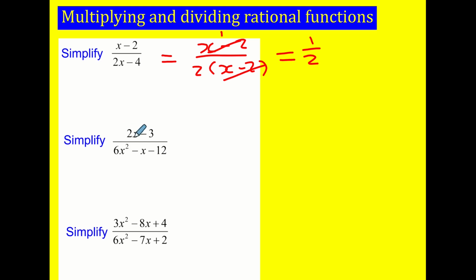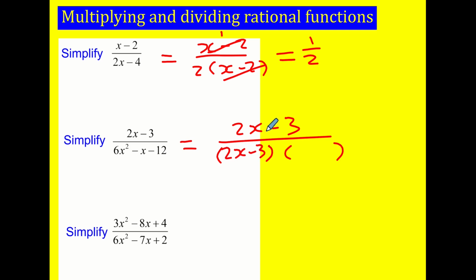Now we've got a linear expression on top and a quadratic on the bottom. So the top one is going to stay as it is, and we're going to need to factorize the quadratic. There are two common ways of factorizing quadratics. One is to guess what the coefficients are and do a kind of trial and error method. In this case, if this is going to simplify, it must be that there's a 2x minus 3 in here.